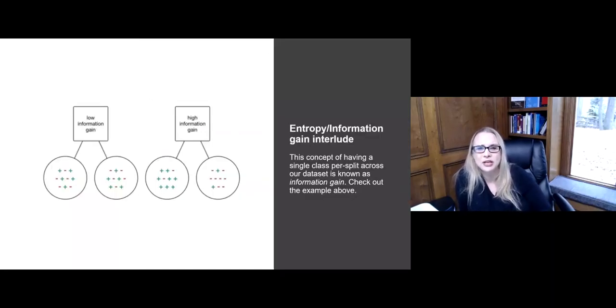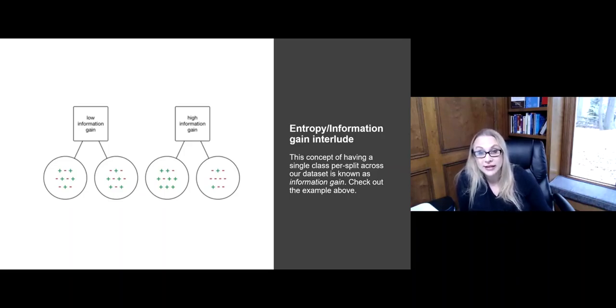So let's talk about entropy within the context of information gain. The concept of having a single class per split spread across our data set is known as information gain. In this example, on the left-hand side, we see a scenario where it has low information gain, and then high information gain is in the situation on the right.